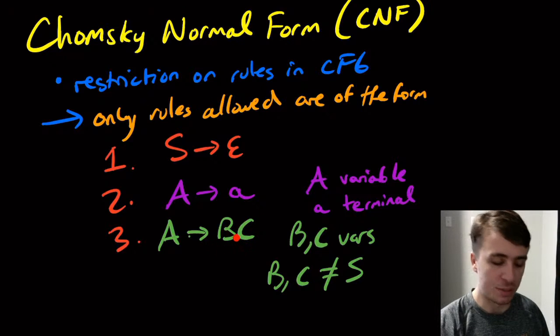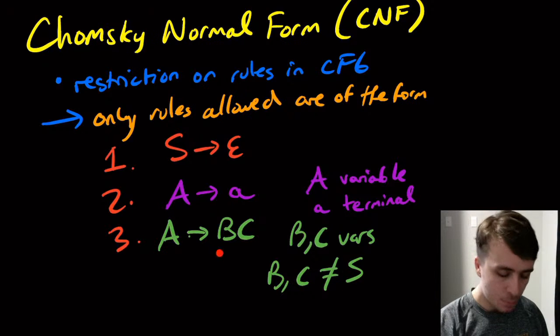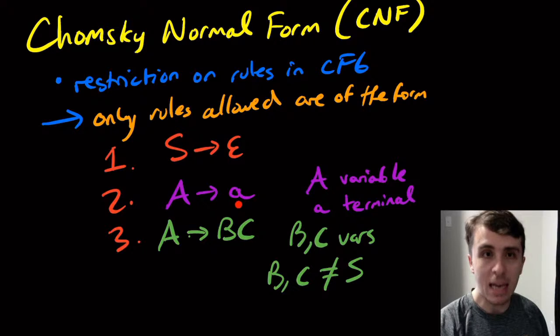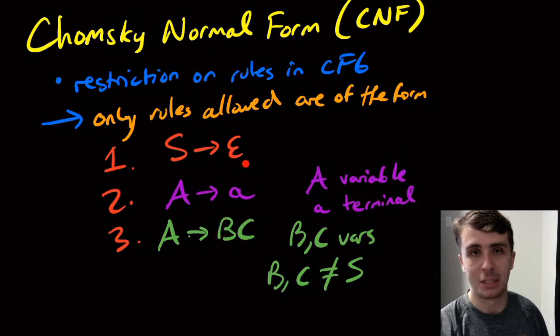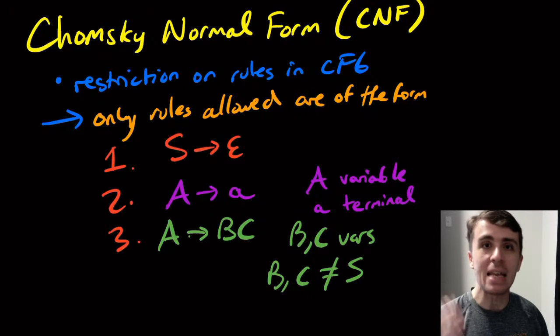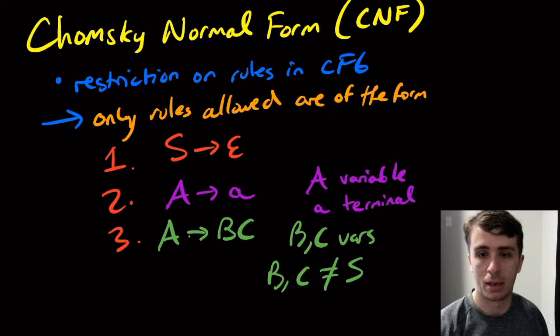The consequence of this is that if A is not the start variable, it can't make the empty string, because if we apply this rule, the little a is not the empty string, obviously. And if we apply this one, these two are not the start variable, and the start variable is the only way to make the empty string. So if you have any variable other than the start variable, it must make something of the string.